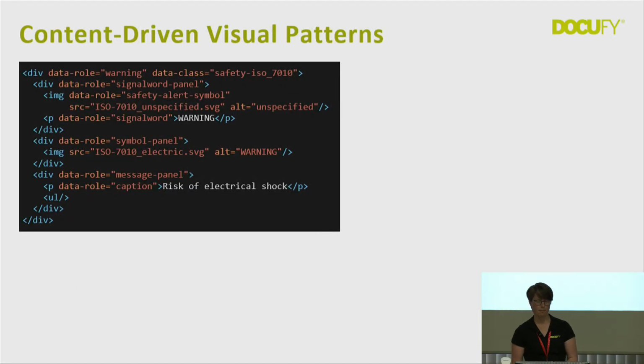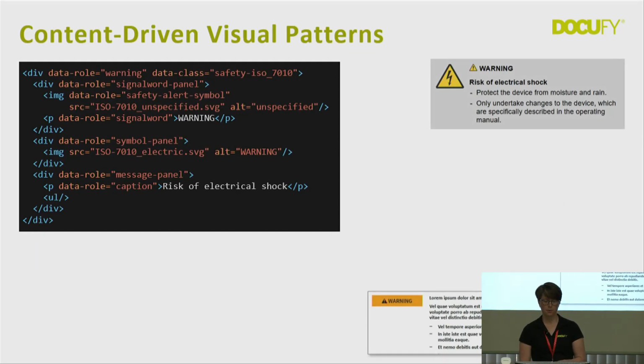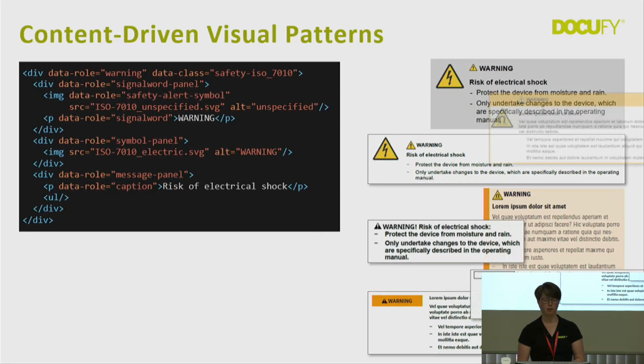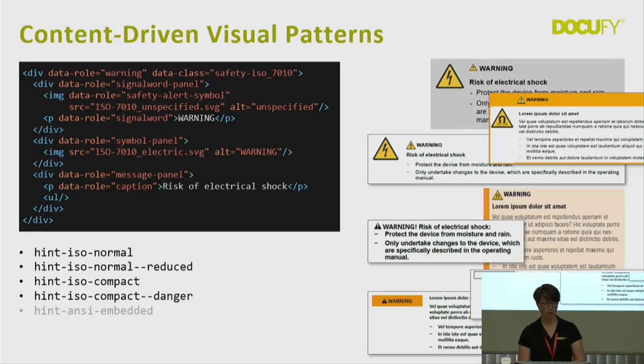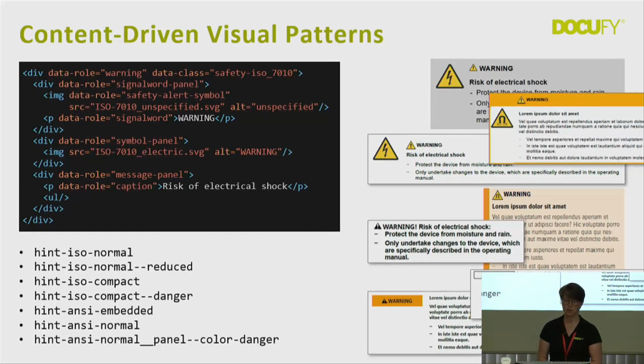So let's take a step back and think about it from the start. We have DITA XML, and we want all those beautiful safety notices in the same XML construct. We may even give them names. We may call them hint, ISO, normal, maybe with a variant reduced, and danger, hint, ANSI, normal, or embedded. Maybe with the descendants hint, ANSI, normal panel, with the variant of color danger, and so on and so forth. Whatever we can define for the looks.